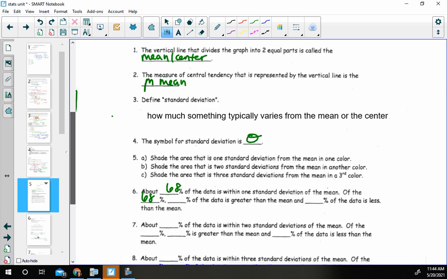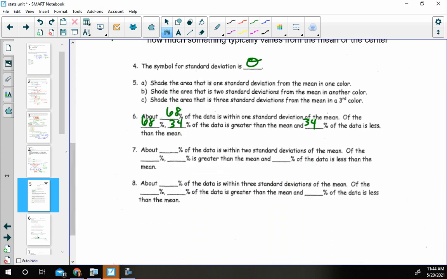Of the 68%, blank percent of the data is greater than the mean, and blank percent is less than. So if I split it in half, what do we say was my left side and right side? 34. Because in some instances I'm going to say, if I'm this standard deviation away, what percentage is it? And it's easier to look at it as the half. What's my second standard deviation? 95. So then what's half of 95? 47.5. You guys can fill in the last one then. 99.7. Cut it in half.